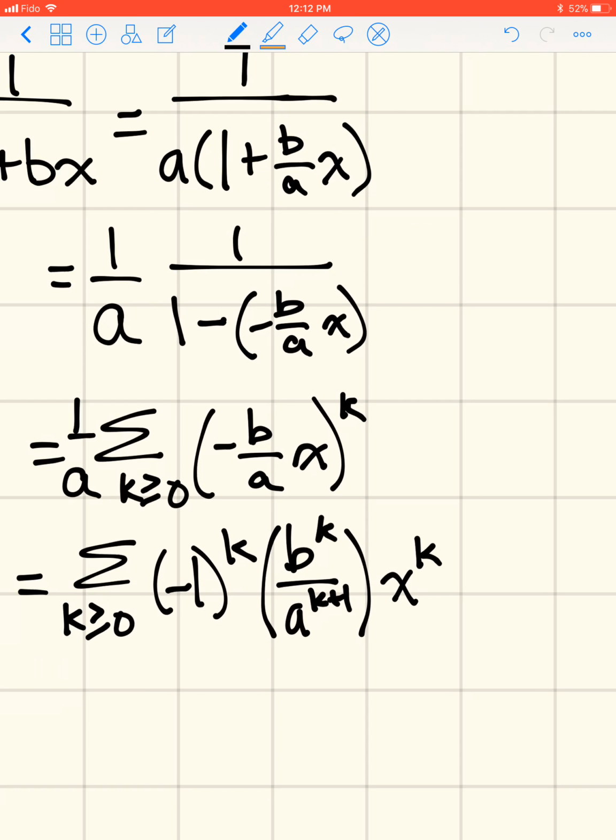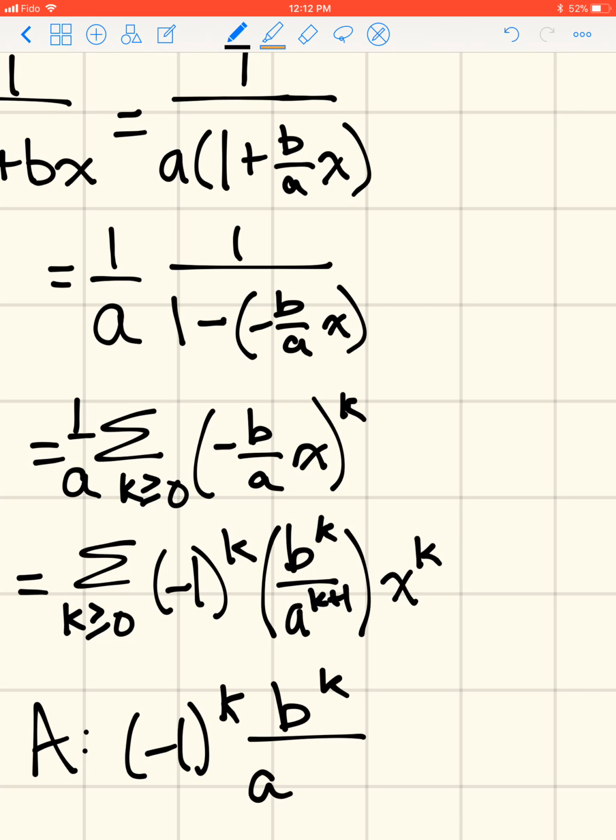So when we're asked for the kth coefficient, the answer is negative 1 to the k, b to the k, over a to the k plus 1.